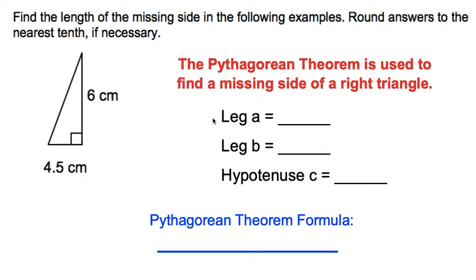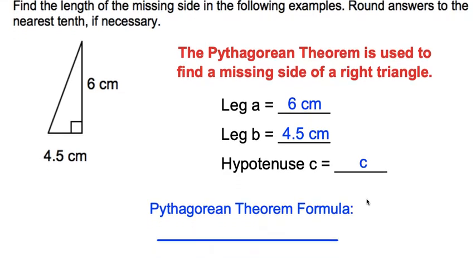Look at the picture and see if you can identify which side represents leg A. Hopefully you had 6 centimeters. Now go ahead and identify leg B. Hopefully you had 4.5 centimeters. So obviously our hypotenuse C is the unknown, and that will stay variable C.